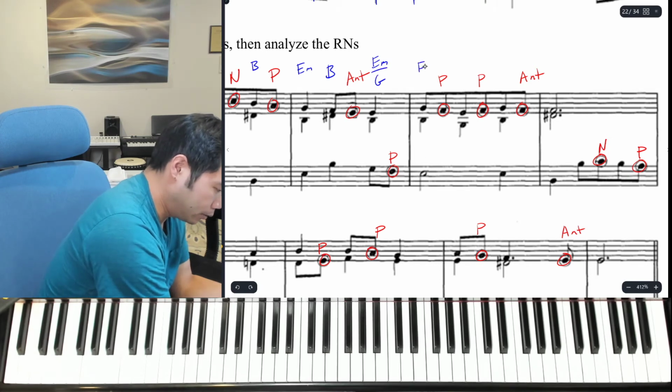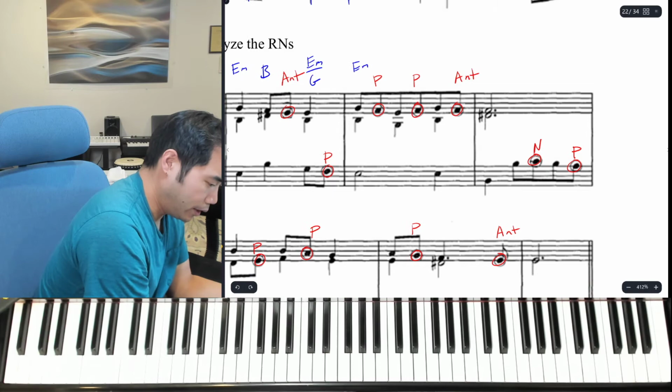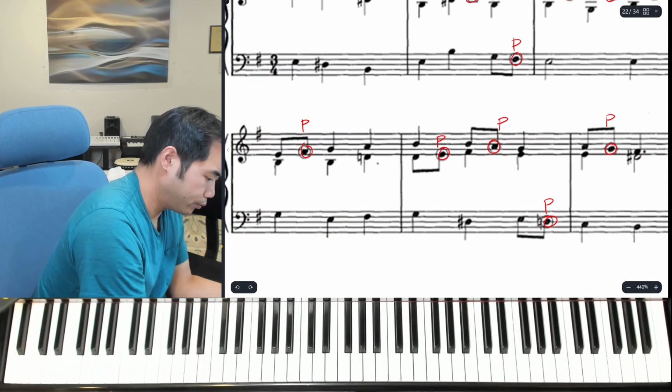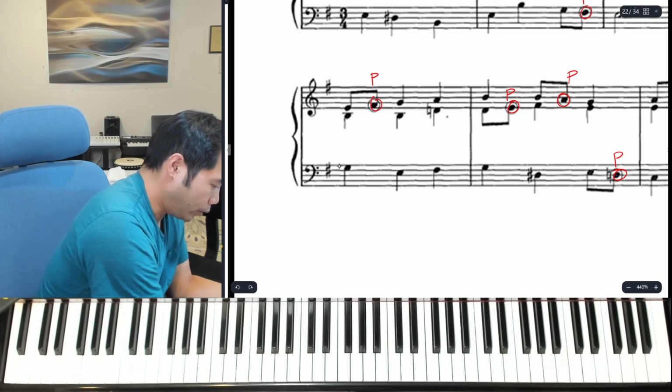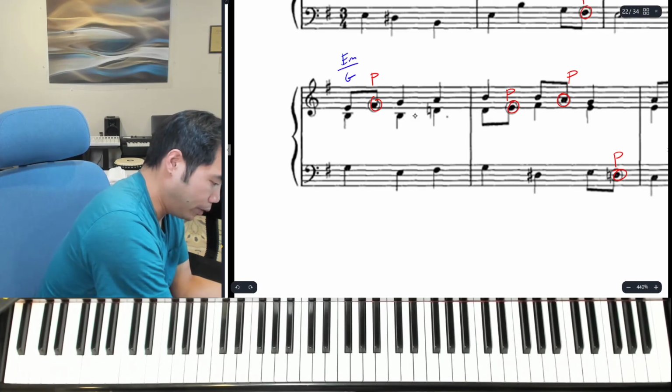Back to E minor. This is still E minor. This is E, G, B. Nothing's changed. Still E minor, and then B major. This is still B major here. And then going here, this is E minor over G. And then we still have E minor here, but now it's back to root position.